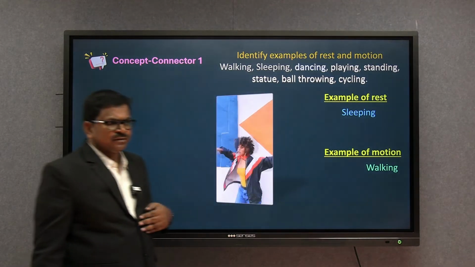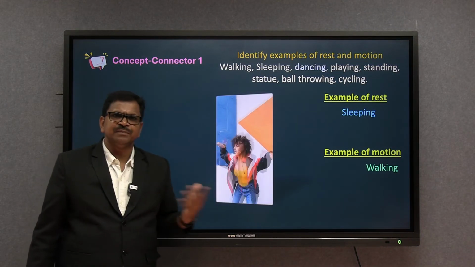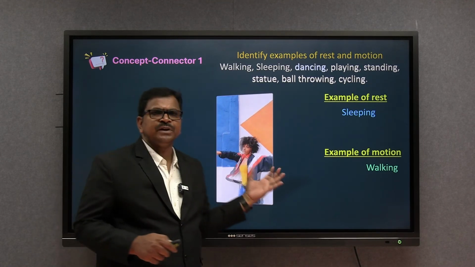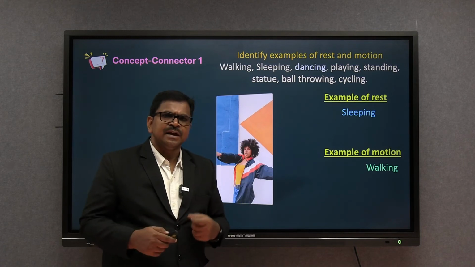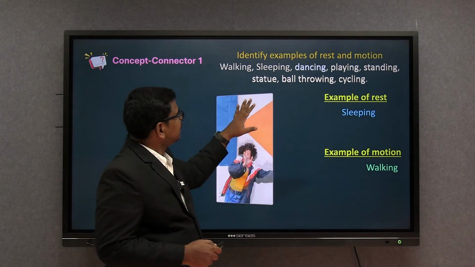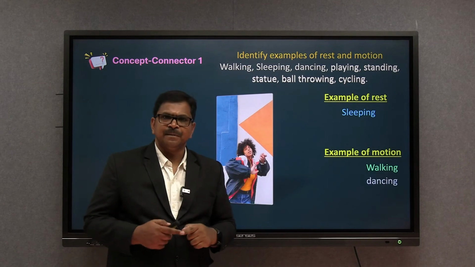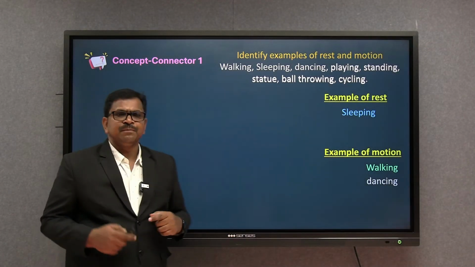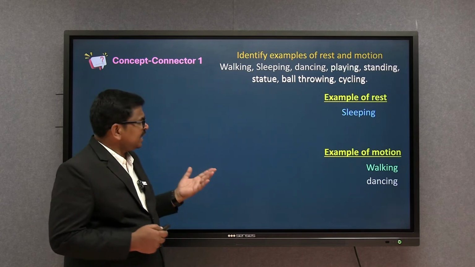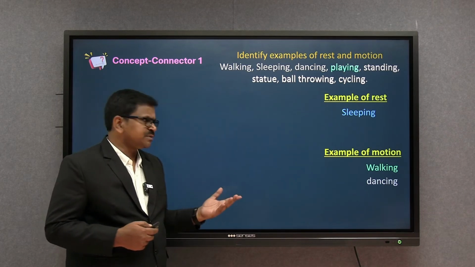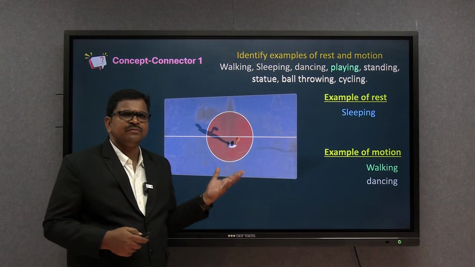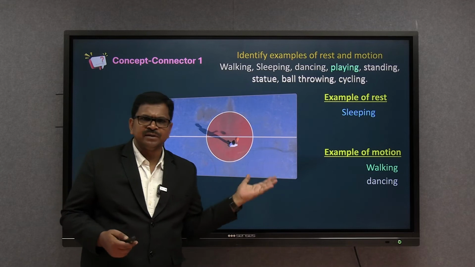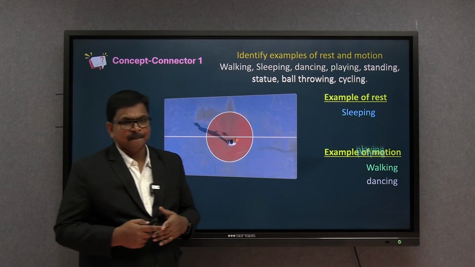Again, dancing, you always know, dancing means definitely we must move. So here the position of the dancer also changes continuously. So we can say the dancing will come under motion. Now, the next activity is playing. Any play like outdoor games like volleyball or cricket, whichever you take, the playing involves movement. So there must be movement, that is why it will come under motion.